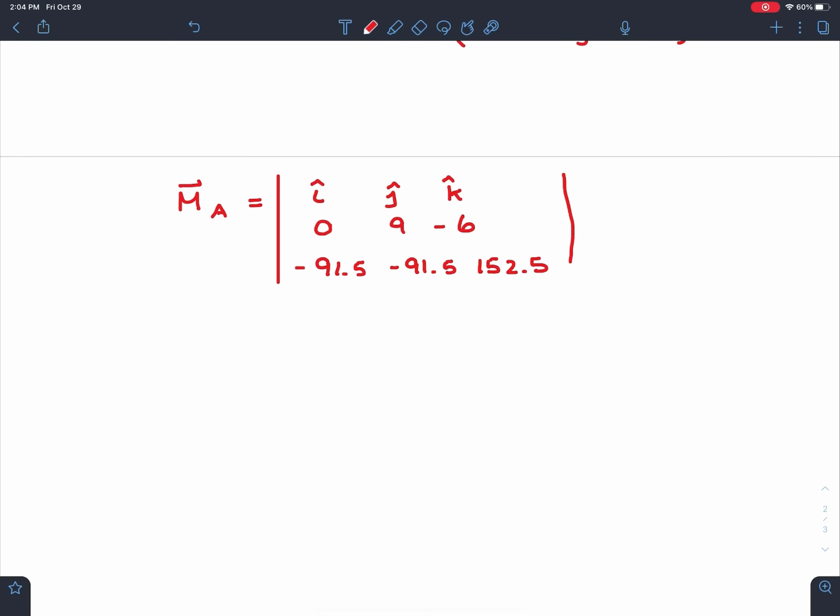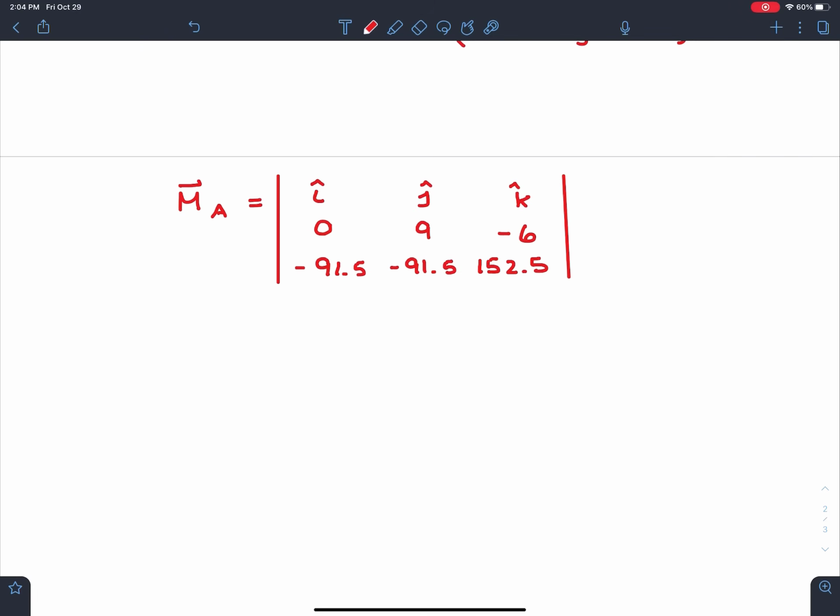I didn't really write it out as nice as I should have. Let's fix that really quick. You guys deserve the best. You guys don't deserve some wonky stuff. So let's go 9, negative 6. This is going to be J, and this is going to be K.